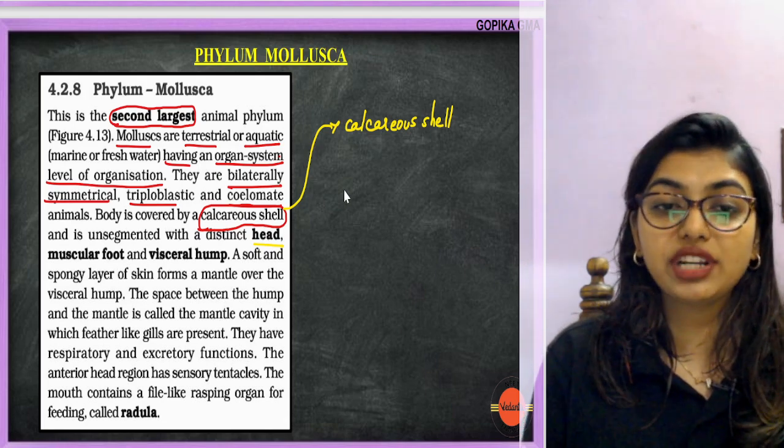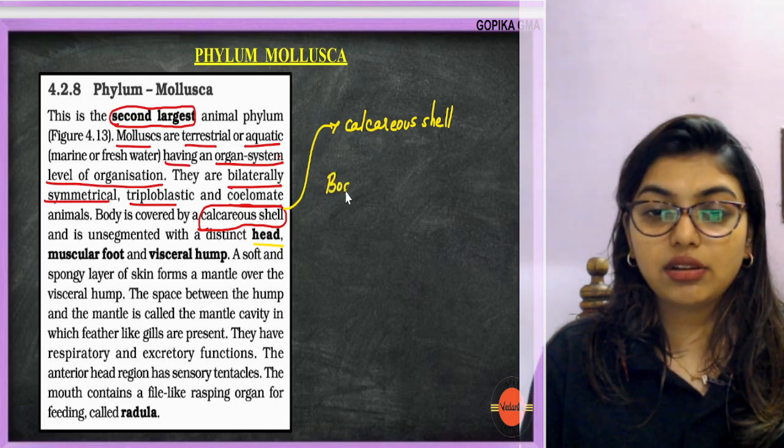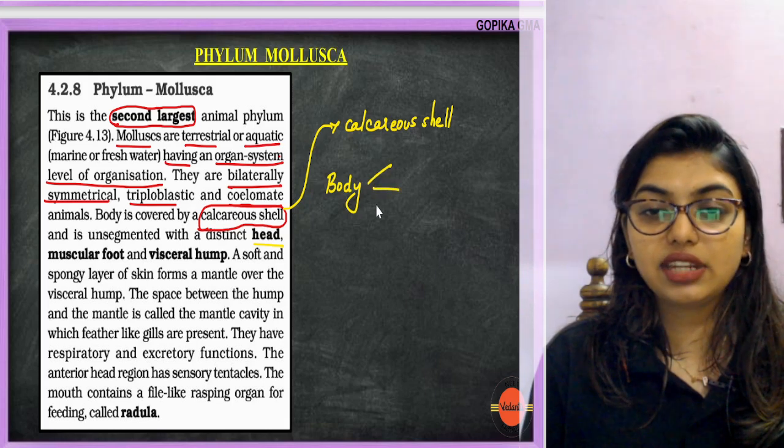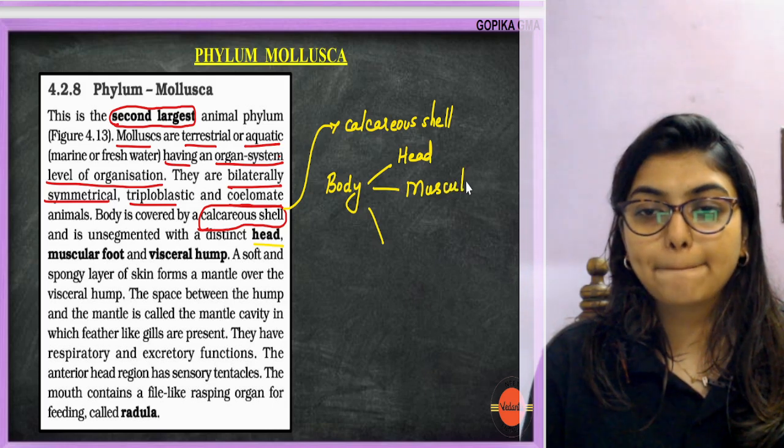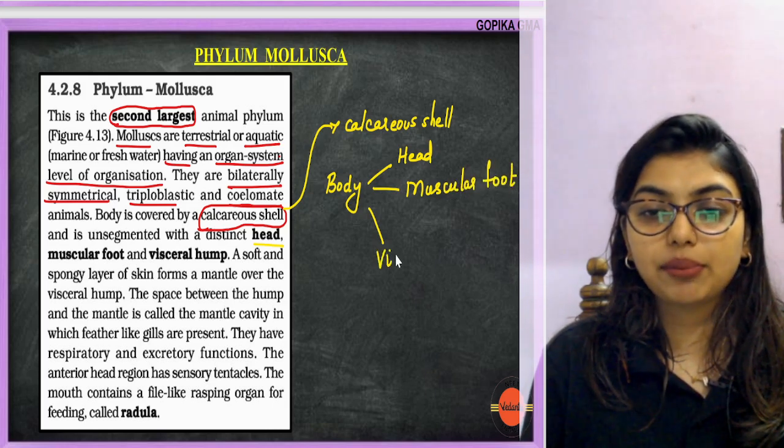Here the body division is very, very different from what we learned. Head is there. Muscular foot and visceral hump.